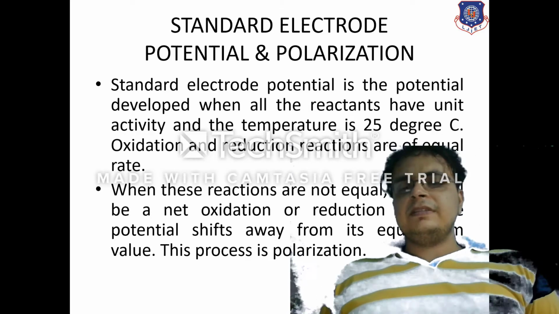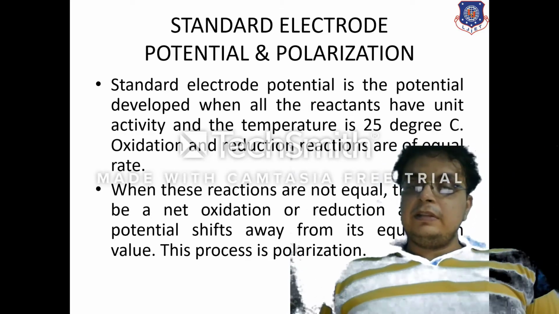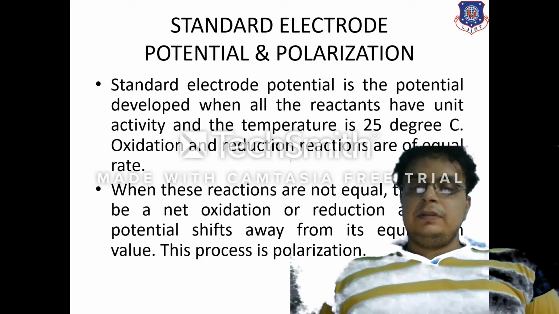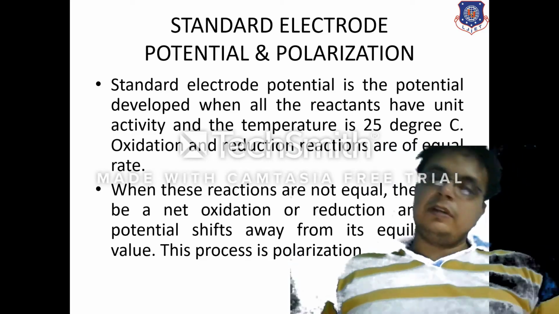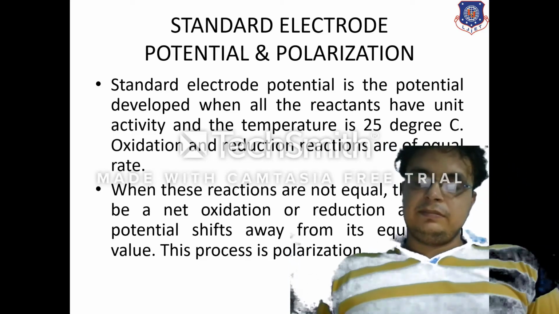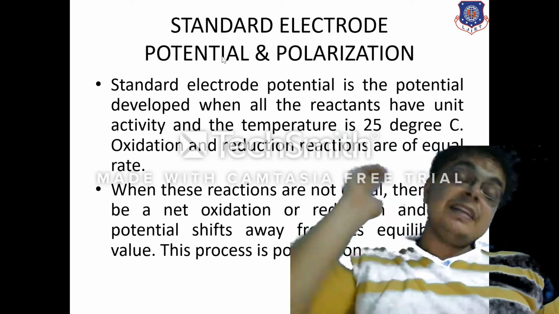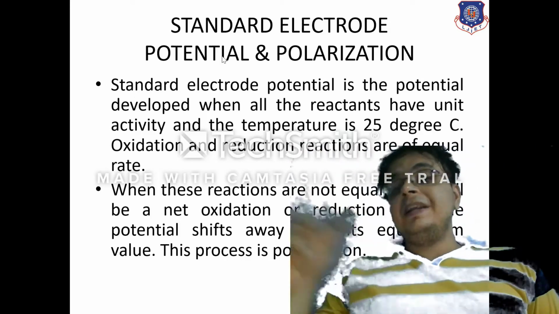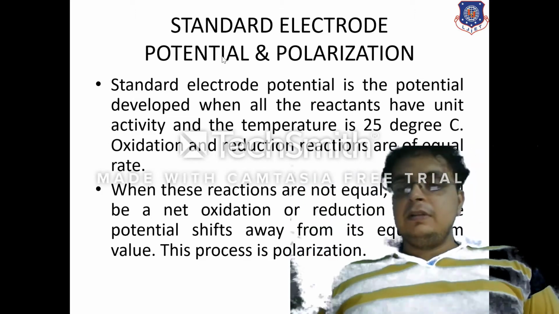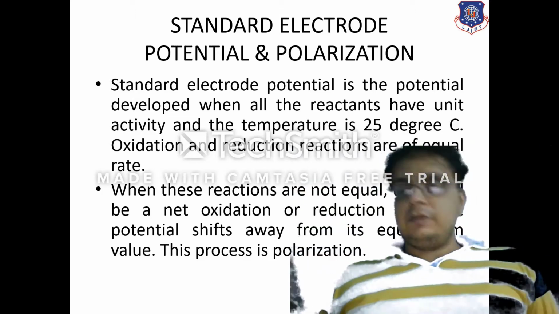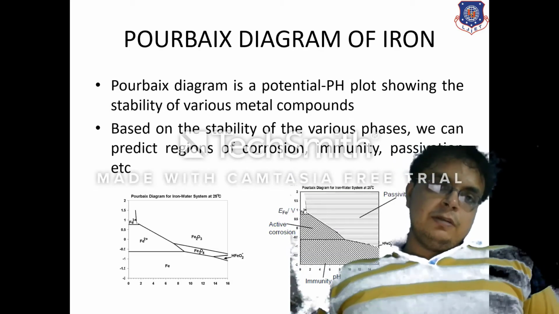Generally, when the reaction is taking place, the oxidation and reduction rates are not equal, and the potential shifts away from its equilibrium value. This is what polarization is. So we all know that the reactions will never be equal, but there is some net oxidation and reduction taking place, and because of this, the potential shifts away from its equilibrium. This is what polarization is.